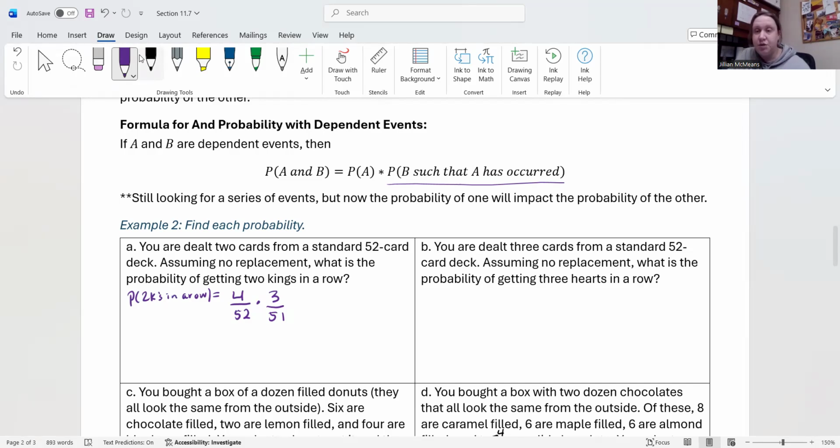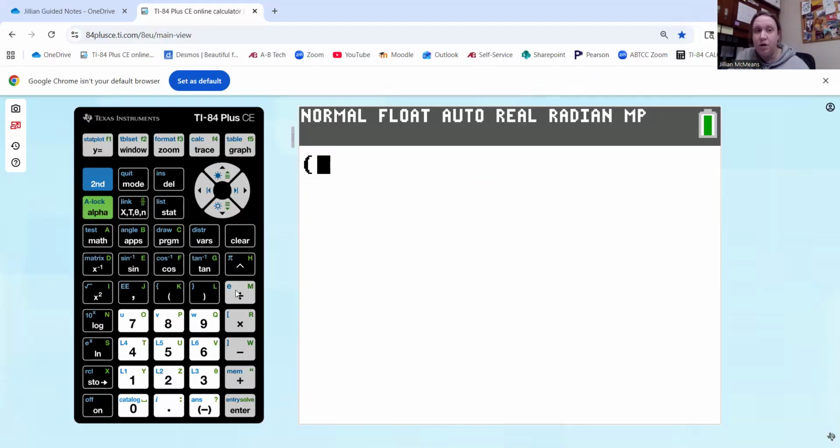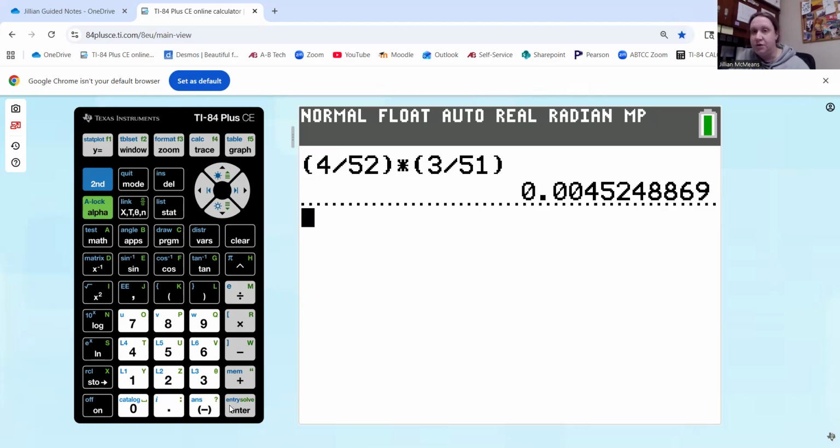And you can do this two ways. When you're in the calculator, you can do parentheses 4 divided by 52. That's your first probability. And then you multiply it by the second, which was 3 out of 51. Hit enter, and it's going to give you some crazy decimal.